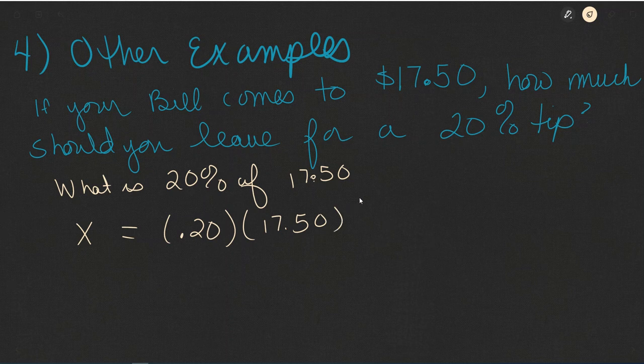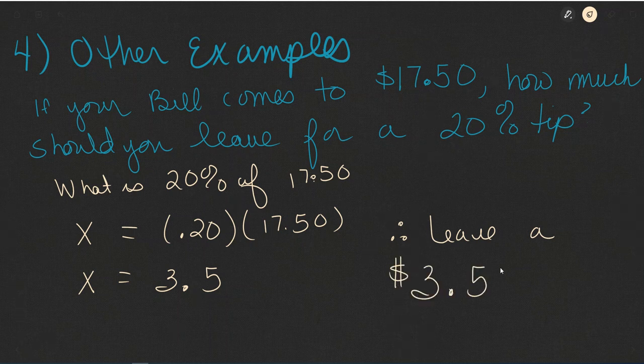So all I need to do is multiply 20% times $17.50, and I get that the tip amount should be $3.50. Therefore, leave a $3.50 tip. Excellent way to be able to calculate tips rather than trusting that what is stated on the receipt is accurate.